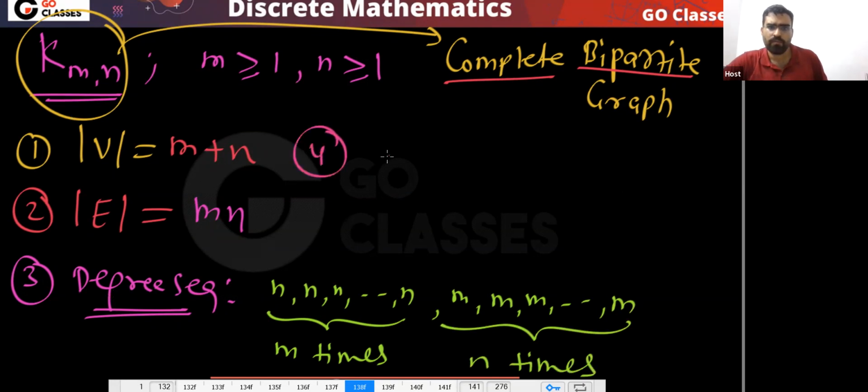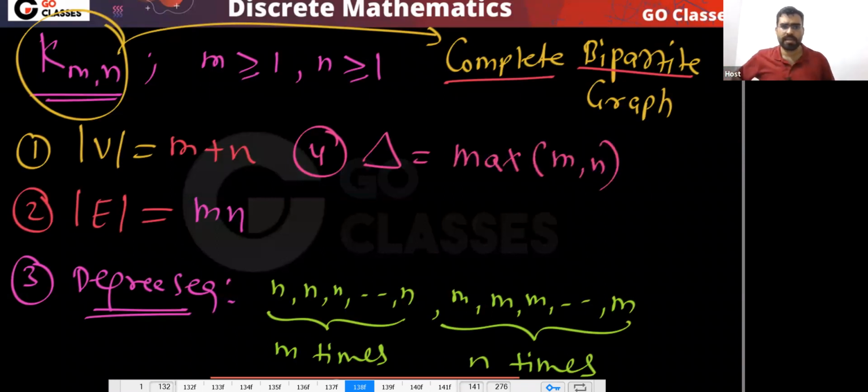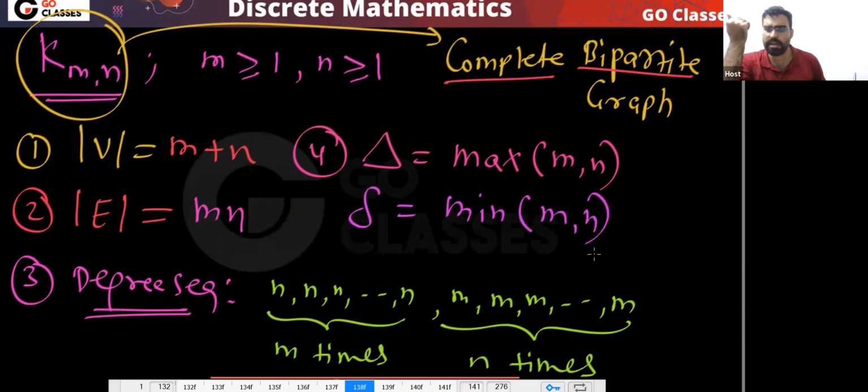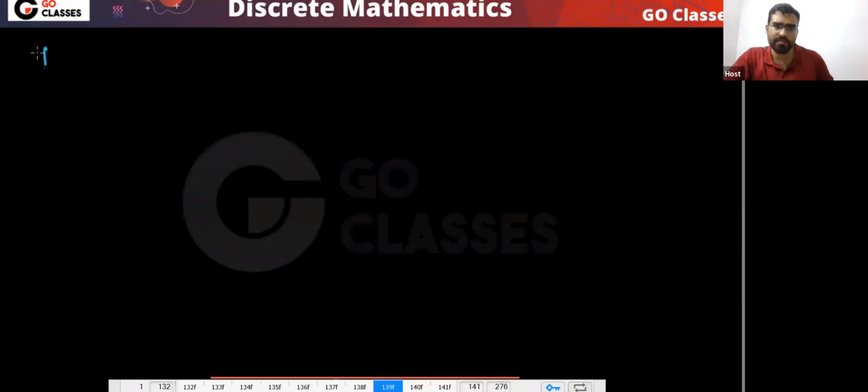Next, what is the maximum degree? That is max of M comma N, right? That will be your maximum degree. What is the minimum degree? That will be min of M comma N. Correct? Because remember, every vertex in this part will be adjacent to every vertex in this part. So the maximum degree will be the maximum of M comma N, and the minimum degree will be the minimum of M comma N. And what will be the diameter?